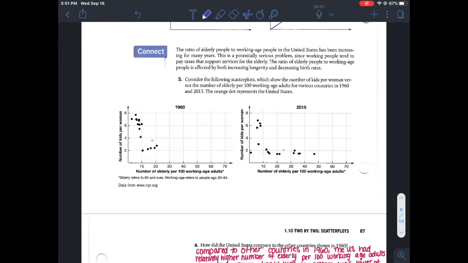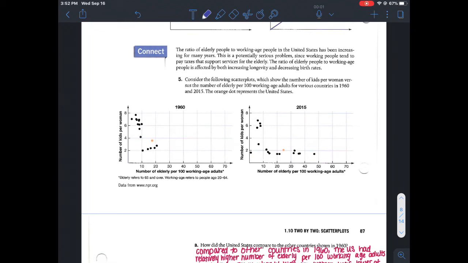Ratio of elderly people, number of elderly people to working age people in the United States has increased for many years. This is potentially serious problem since working people tend to pay taxes that support services for the elderly. The ratio of elderly people to working people is affected by increasing longevity and decreasing birth rate. So people are living longer and dying less at birth.